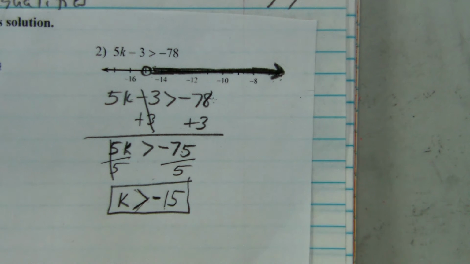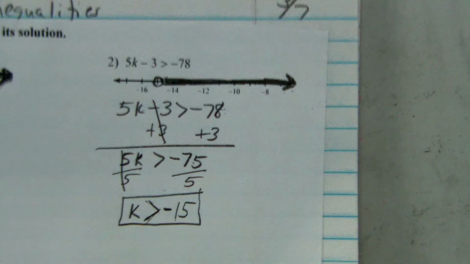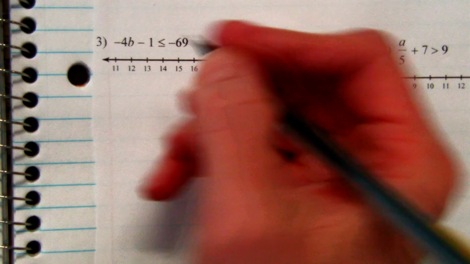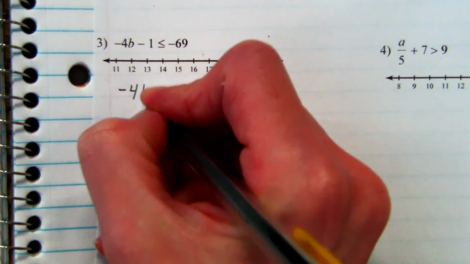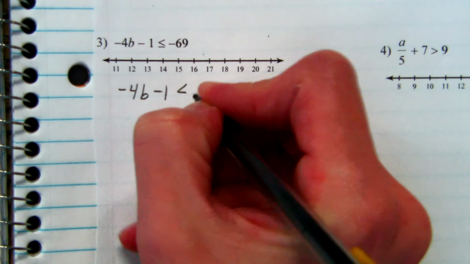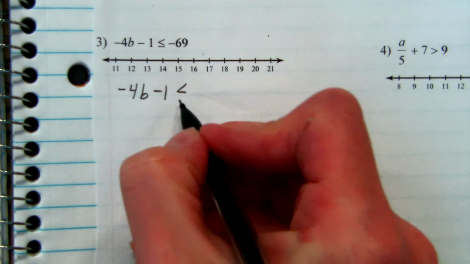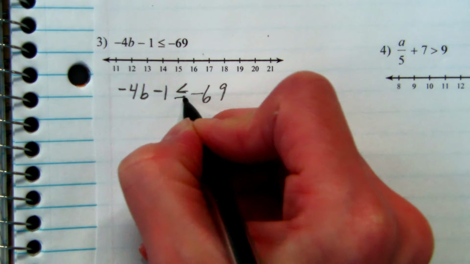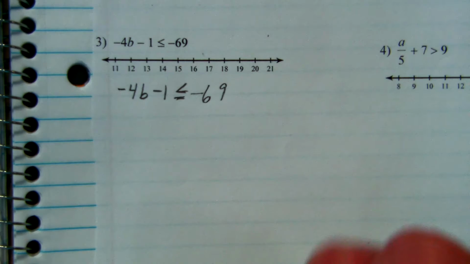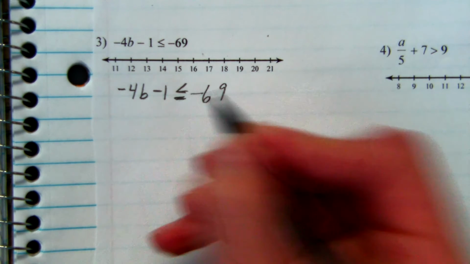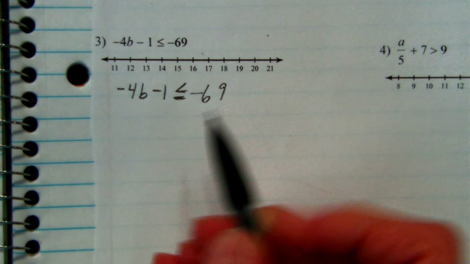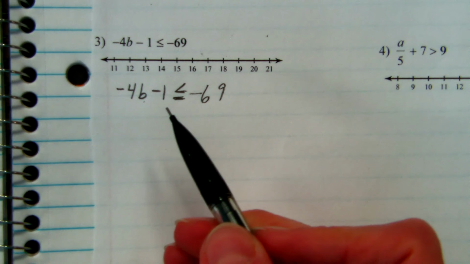Okay, so first couple of basic examples. Let's go down to number 3. Lots of negatives on number 3. So let's copy down the problem so that we have room to work. The other thing that's different on number 3 is we have not just less than, but less than or equal to. They have that little line underneath. And so we've got to pay attention to that. All right, so we're solving for b. What's my first step?